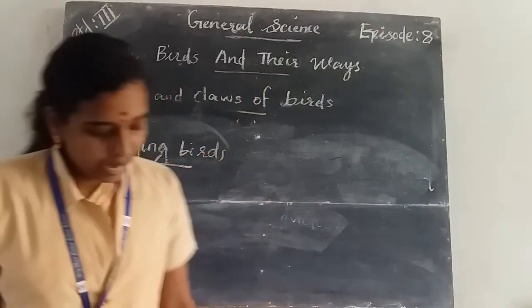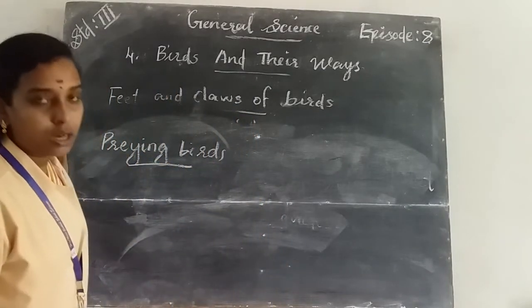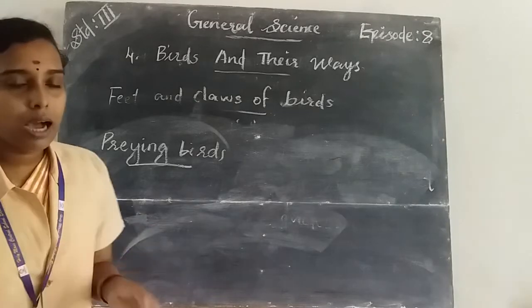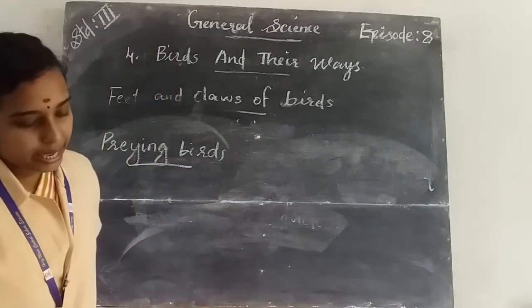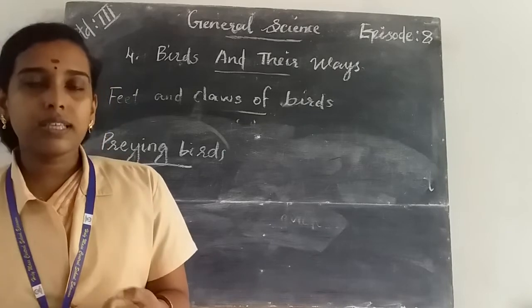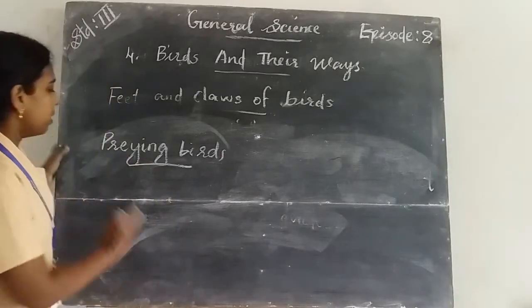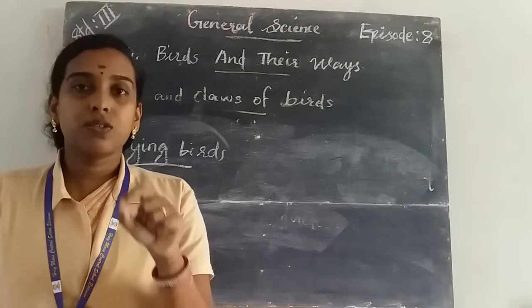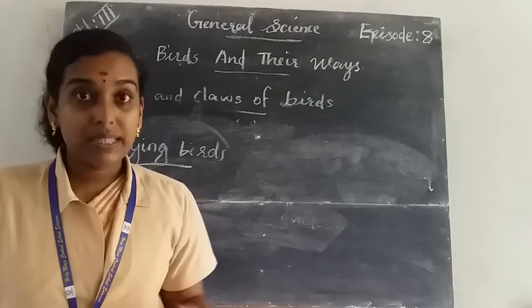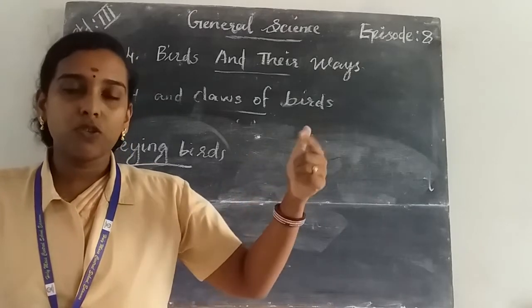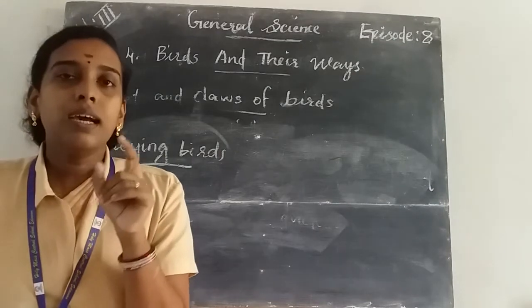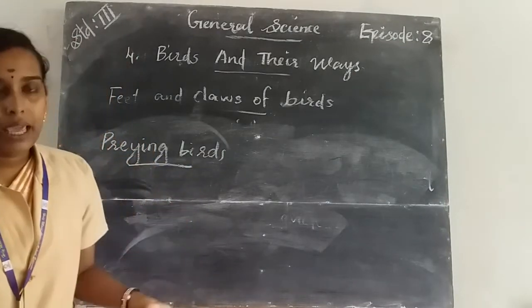Praying birds means the birds use their toes to tear the flesh of other animals. These birds are called praying birds. Examples: eagle and hawk are examples of praying birds. Praying birds have sharp curved claws called talons. Claws means nagangal, and they use their claws to tear the flesh of other animals. They are flesh-eating animals, and such types of claws are called talons, and such types of birds are called praying birds.